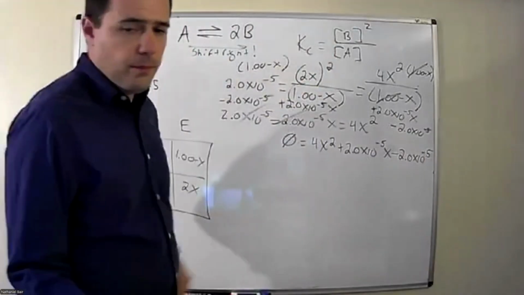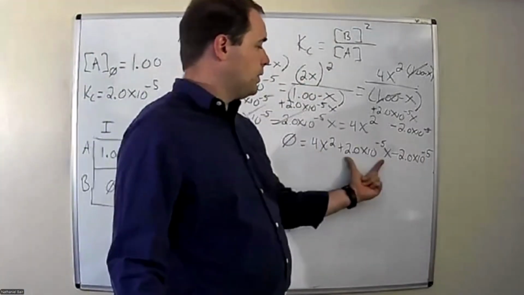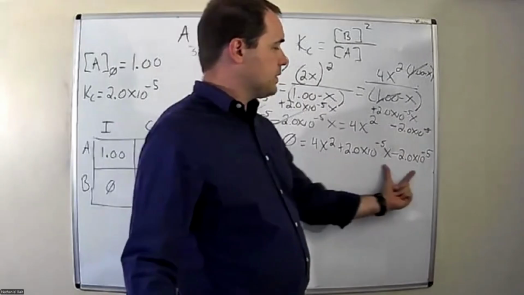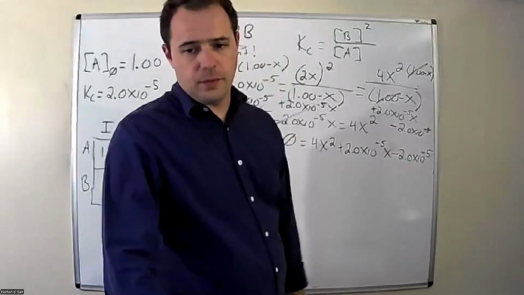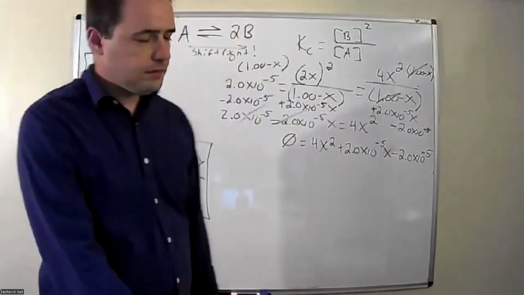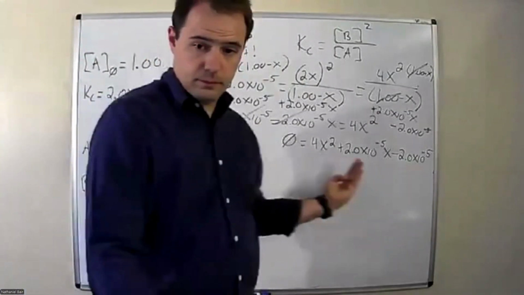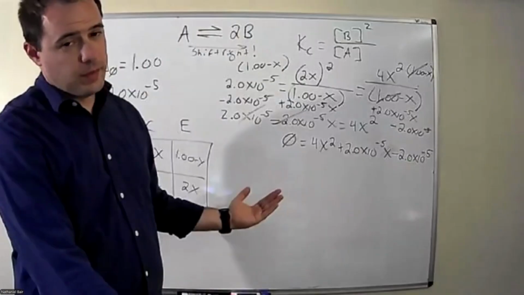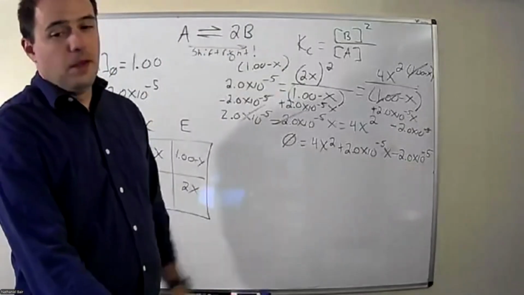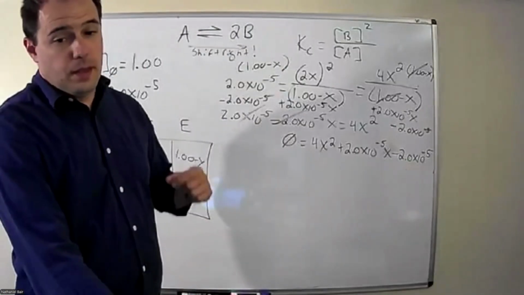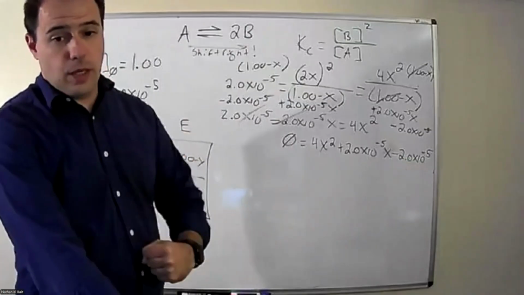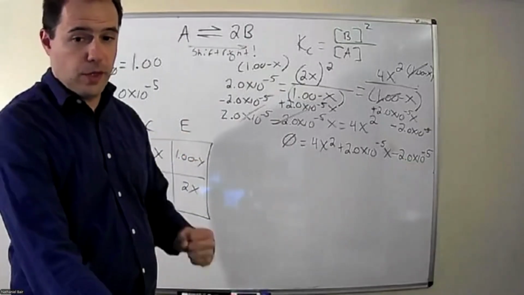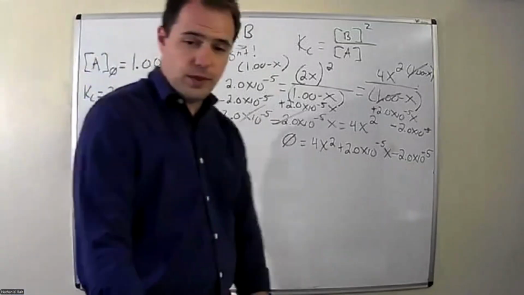We should get 0 equals 4x squared plus 2 times 10 to the negative fifth x minus 2 times 10 to the negative fifth. As our check of your quadratic: did you get that as your quadratic? If you did, now we're off to that quadratic formula. So let's see if we can plug that in. Let's see if I can squeeze it all in here.